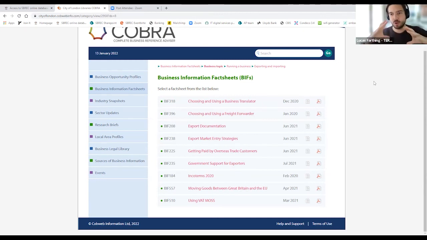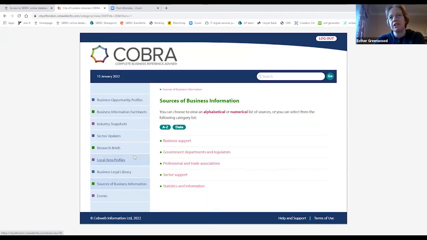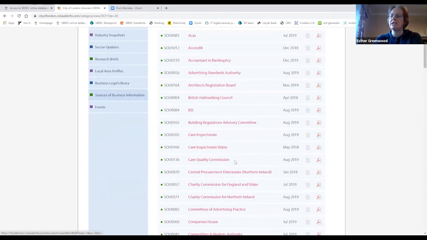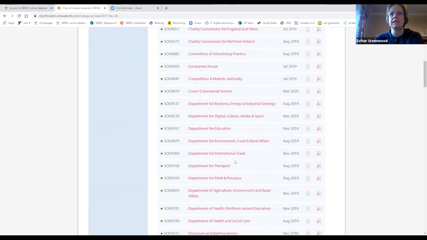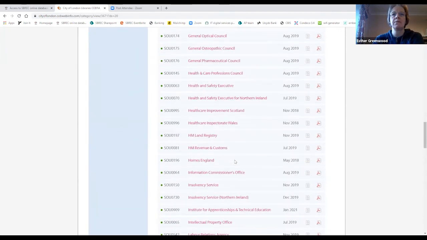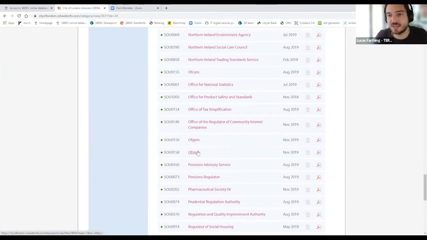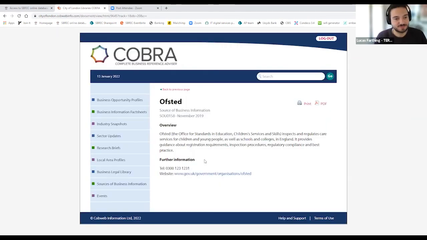And does COBRA as a resource outlink to Ofsted and to other resources? It does have this one here, which it calls sources of business information. It's very general, but you can see how it divides it up. So there's government departments and regulators, for example, hundreds of them. Things like the Care Quality Commission, they oversee care homes. And then Ofsted will be somewhere down here. That's brilliant. Thank you so much. Does that help? Yeah, it does. It is actually really useful.